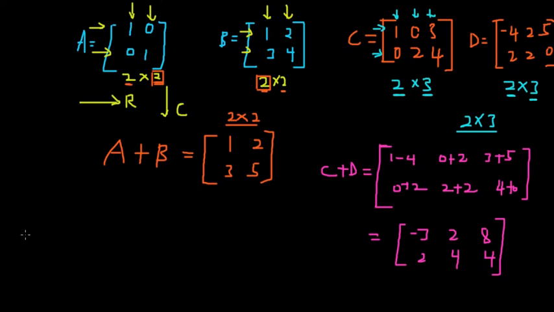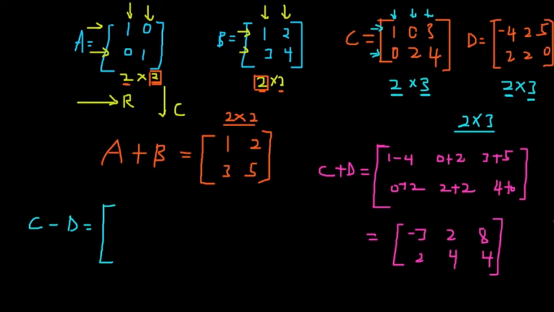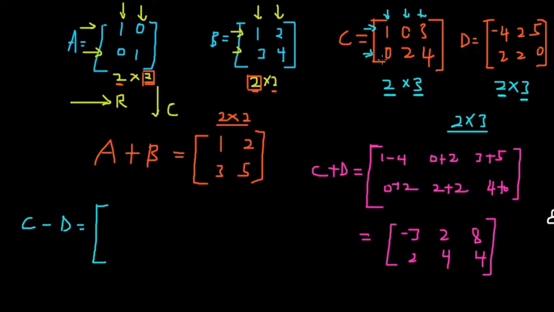So let's do a simple subtraction. Let's say we have a certain matrix C minus D. We are subtracting D from C, so this 2 by 3 matrix from another 2 by 3 matrix. So we will end up with a 2 by 3 matrix, just like this question.